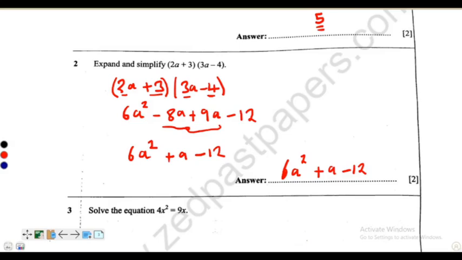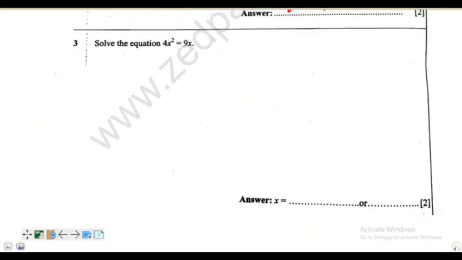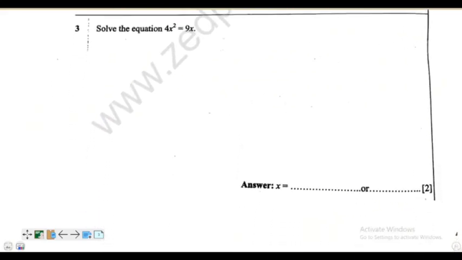We now move on to question 3. So I do hope that we are moving together. Okay, so this is our question 3 right here. The question reads, solve the equation 4x squared is equal to 9x. So first thing, we copy where we say 4x squared is equal to 9x.